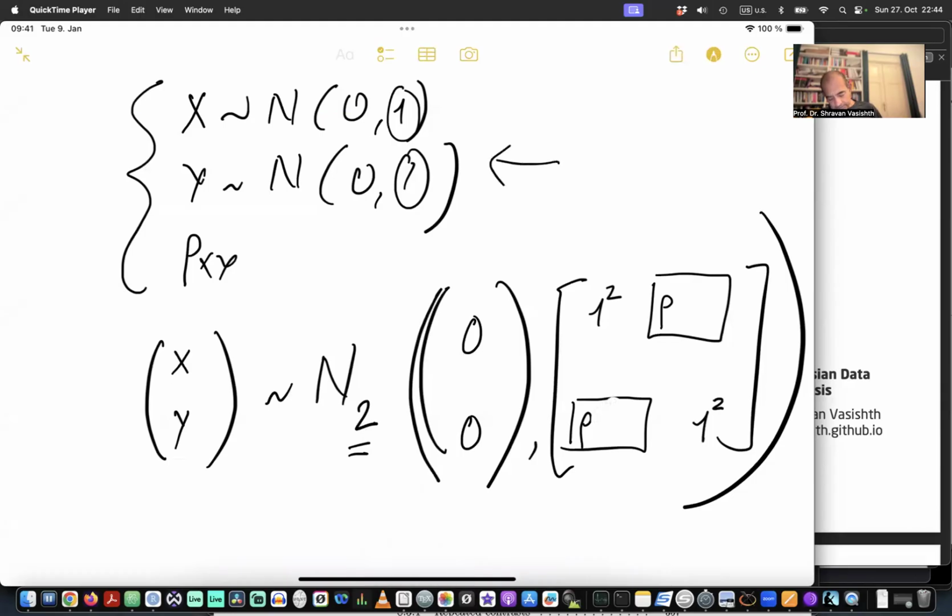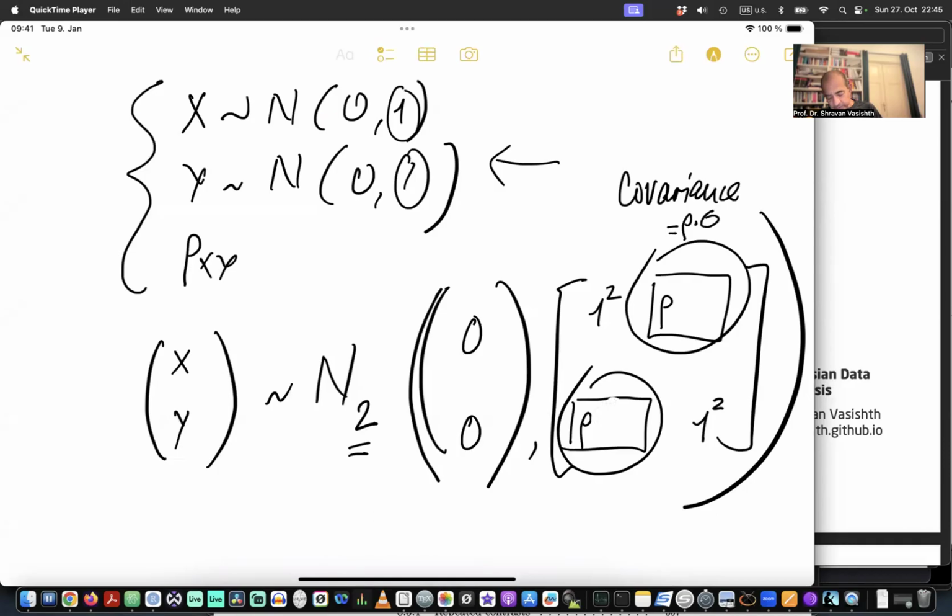So this quantity in the off diagonals is actually called a covariance. The definition of covariance is rho times sigma x, sigma y for the bivariate case, right? So the covariance appears on the off diagonals and the variance appears on the diagonals. This is the diagonal.